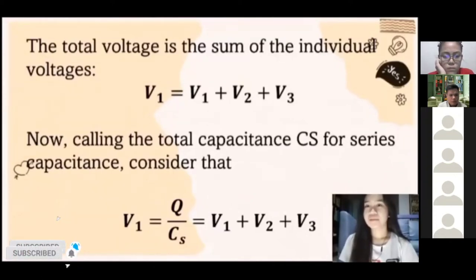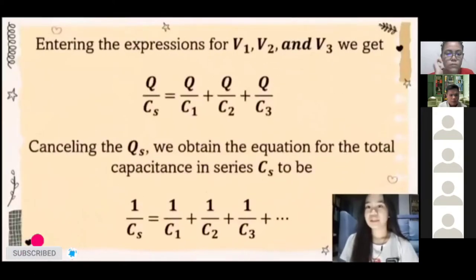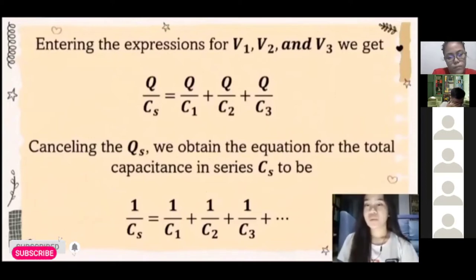Consider the formula V sub 1 is equal to Q over C sub 1, and V sub S is equal to V sub 1 plus V sub 2 plus V sub 3. Entering the expressions for V sub 1, V sub 2, and V sub 3, we get Q over C sub S is equal to Q over C sub 1 plus Q over C sub 2 plus Q over C sub 3. So, canceling the Q's, we obtain the equation for the total capacitance in series to be 1 over C sub S is equal to 1 over C sub 1 plus 1 over C sub 2 plus 1 over C sub 3, and so on and so forth. C sub S stands for capacitance in series.